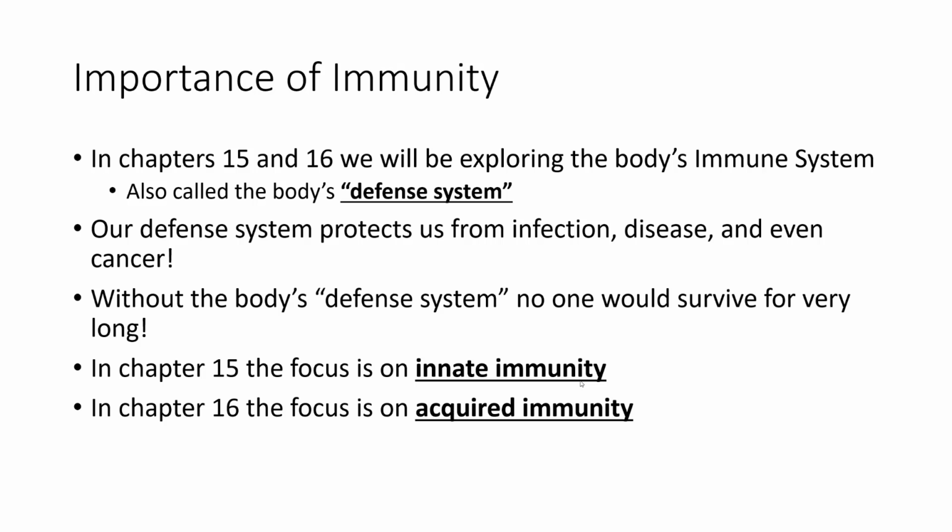In chapter 16, the focus is a little more nuanced, and this is what's referred to as acquired immunity. And the idea here is that you're not necessarily born with this defense. You have to bring it into existence through exposure and everyday interactions with microbes. So when you hear the phrase building your immune system, they're actually referring to the acquired immunity, which is also sometimes referred to as the adaptive immune system or adaptive immunity.